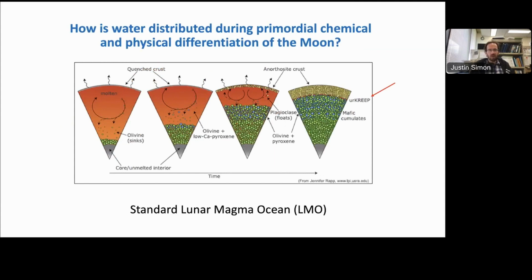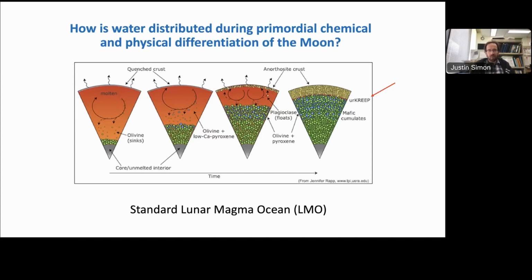This is a fundamental model for how we understand the Moon formed. This is not new to anybody in this audience, but without getting into the petrology or petrogenesis of how the Moon differentiates in detail, I just wanted to talk about in general how this kind of model has implications for how volatiles are redistributed in the lunar materials. As you go from left to right, there's time. This is a nice cartoon from Jennifer Rapp when she was a postdoc at LPI.